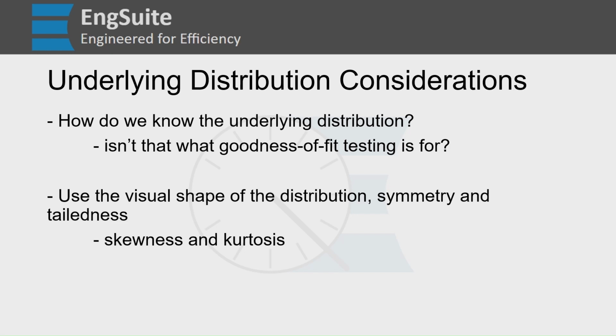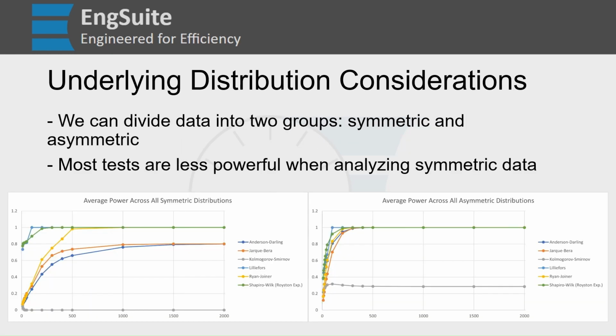So skewness and kurtosis are measurements of that shape, and they can actually help us to determine which test to use. In most power studies, you'll see that they divide them into two different segments: the symmetric distributions and the asymmetric distributions. And you'll really see that most of these tests are less powerful when analyzing symmetrical data, which makes sense. I mean, the normal distribution is a symmetrical distribution. So a symmetric distribution is going to look a lot more like a normal distribution than an asymmetric one will. And to me, these graphs just exemplify that so well.